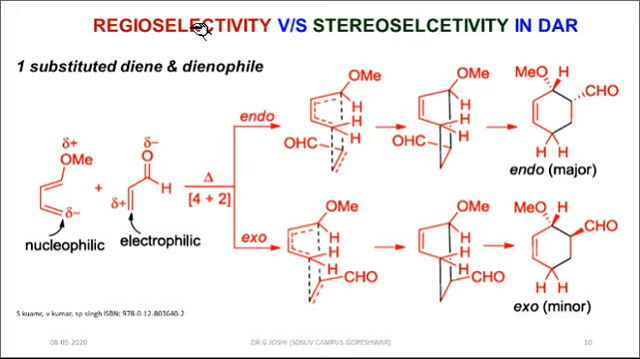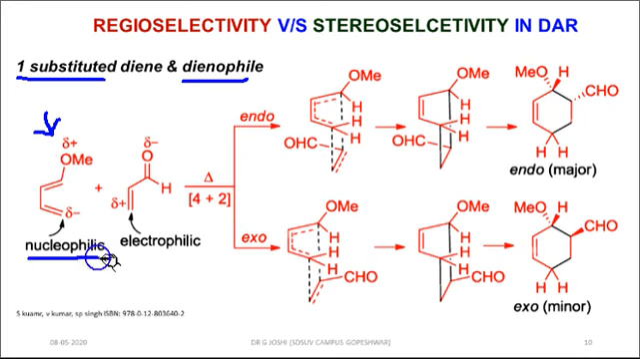In this slide, we'll compare, or we'll see, the regioselectivity versus stereoselectivity in the Diels-Alder reaction. We'll consider first the example of a mono-substituted diene in which the electron donating group is at carbon number 1, therefore it is known as a one substituted diene, and an electron withdrawing group on the dienophile. We'll see the reaction of these two.